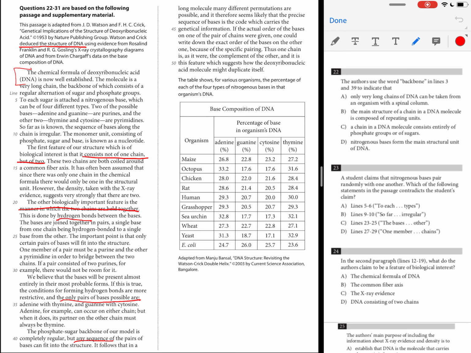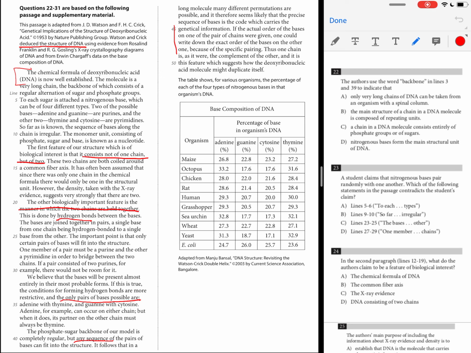"If the actual order of the bases on the one of the pairs of chains were given, one could write down the exact order of the bases on the other one because of the specific pairing." Okay, so the pairing on one chain defines the pairs on the other. I feel like I have a fair understanding of what this article is about. I know what is in each paragraph.